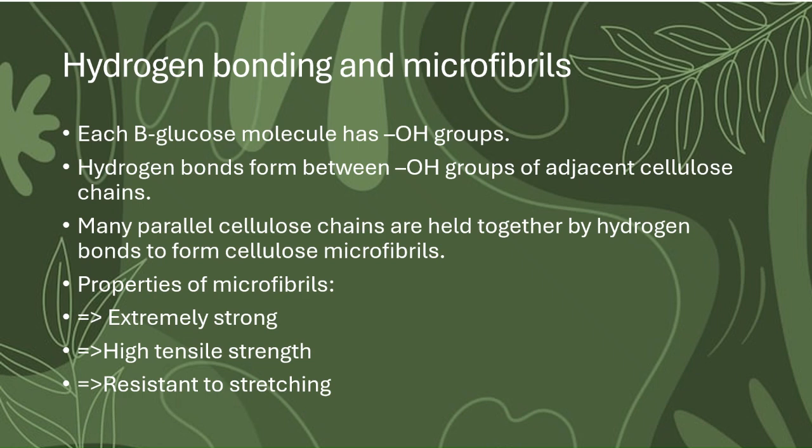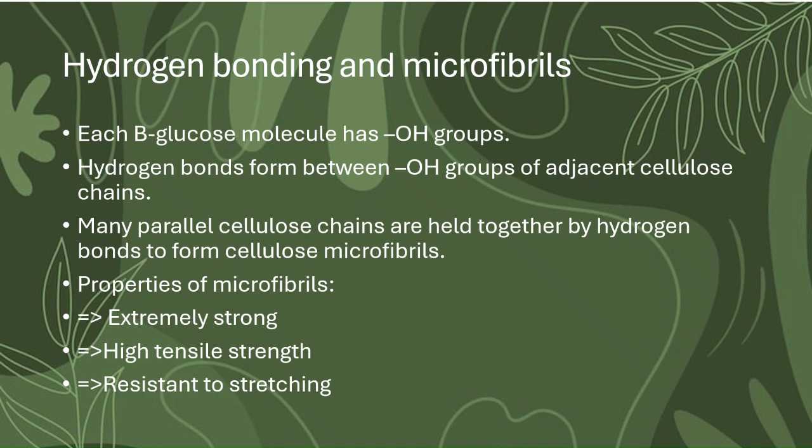And microfibrils. Each beta glucose molecule has OH groups. Just before we go back into this, it's quite important for you guys to know how to draw alpha glucose monomers and beta glucose monomers. You should be able to draw the chains of the alpha glucose monomers and the beta glucose monomers as well. Another thing is you need to be able to show the condensation reaction happening between the different monomers. So do look at your textbooks and regularly practice drawing them out.